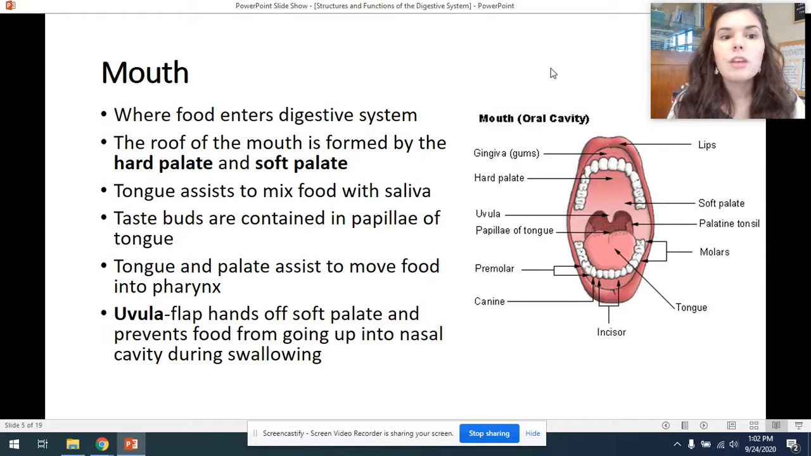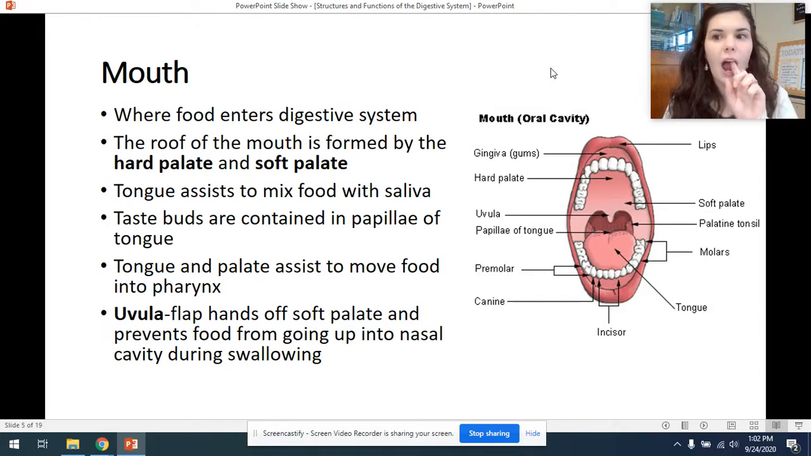So our mouth is where the food enters our digestive system. The roof of our mouth is formed by something called a hard palate and a soft palate. If you take your finger and you touch the front part of the roof of your mouth, it's pretty hard, and that is your hard palate. If you were to take your tongue or your finger and feel towards the back of your mouth, it starts to get softer, like way back there.